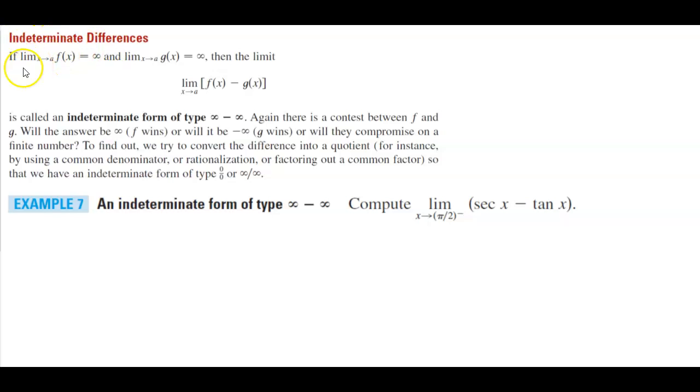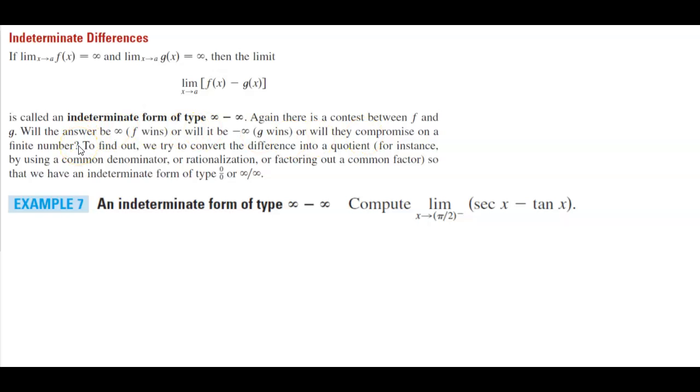Indeterminate differences. If the limit as x approaches a of f of x is equal to infinity, and the limit as x approaches a of g of x is equal to infinity, then the limit as x approaches a of f of x minus g of x is called an indeterminate form of type infinity minus infinity. Again, there is a contest between f and g. Will the answer be infinity if f wins? Or will it be negative infinity, g wins? Or will they compromise on a finite number?